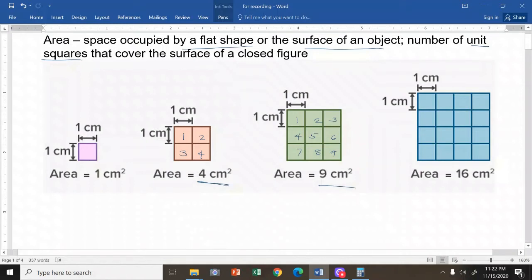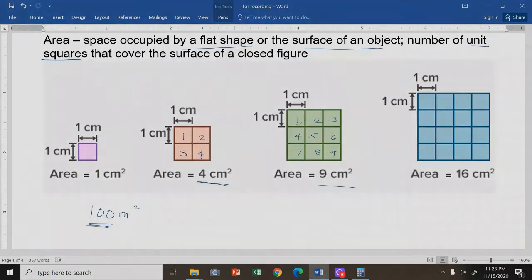Okay, or pwede nating sabihin ang bawat isang square is equivalent to 1 square centimeter. So, for instance, binigyan ka ng size ng lot na let's say 100 square meter. Okay, so, ang ibig sabihin nito, meron kang space na kaya mong maglagay ng 100 na squares na ang size ng bawat isang square is 1 square meter or 1 by 1 meter. Okay? Now, tingnan natin mga different formulas for area.